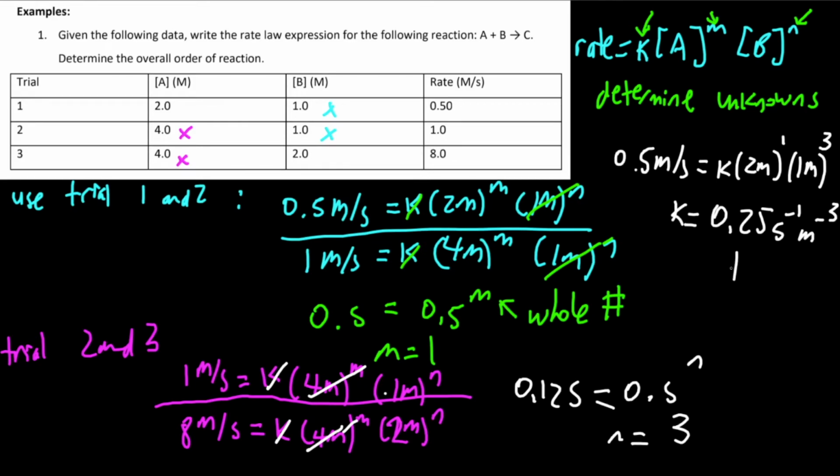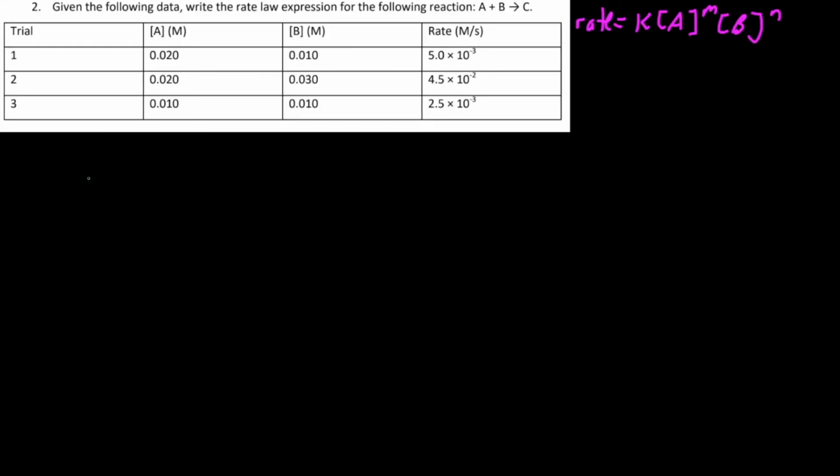Something important to note is that the units for K will be different depending on the question and depending on the other exponents. So units will differ for the constant k depending on your equation. For this next question, we're going to use trial 1 and trial 3. And I'm doing this because I see that if I use this, the b's are the same and they will cancel out.